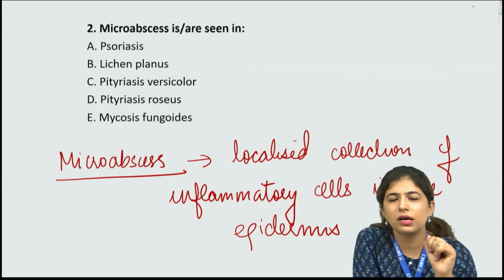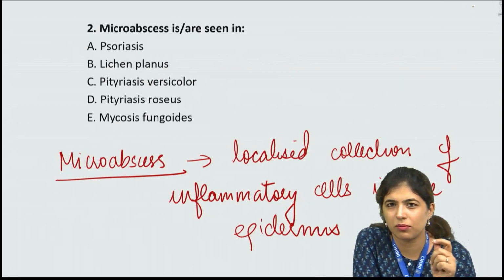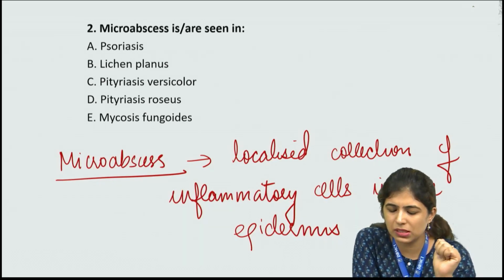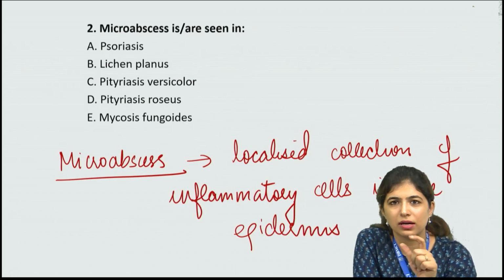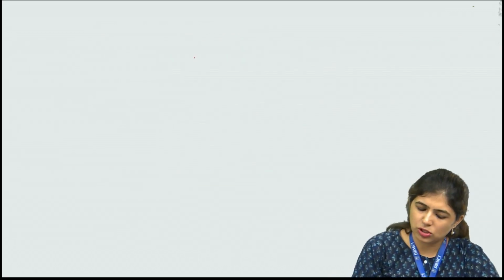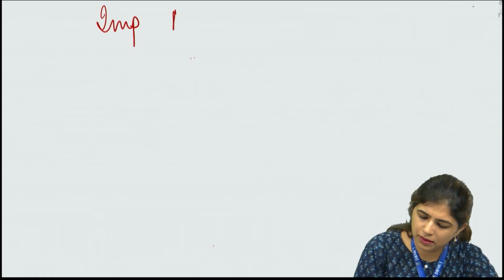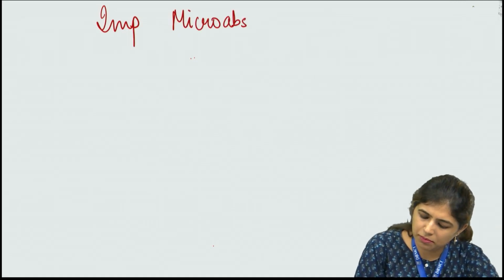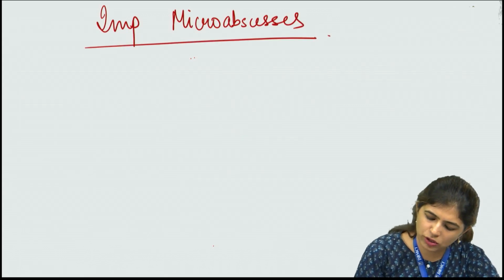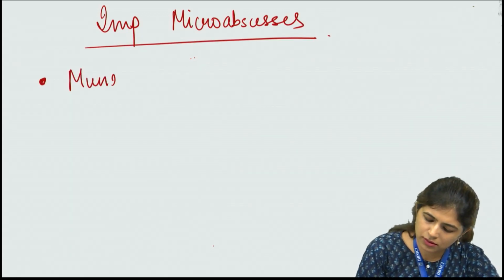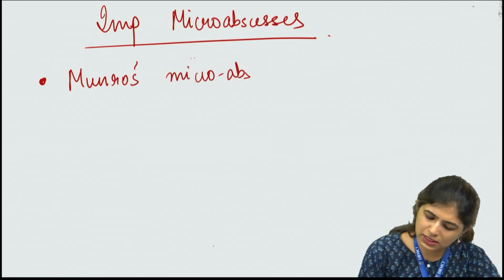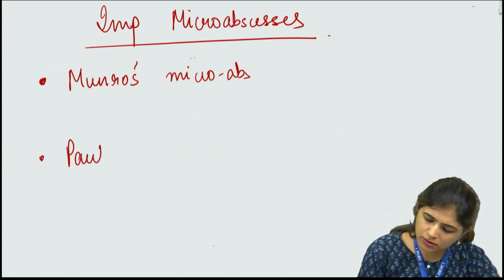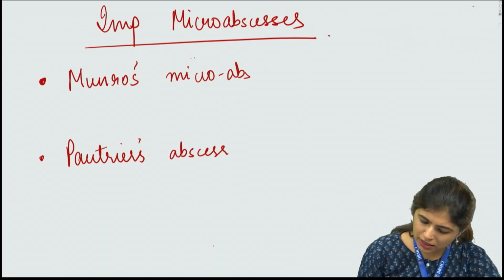Now, what are the micro-abscesses that you remember? Where have you read them? Do you remember Munro's micro-abscess? Potter's abscesses? Right. So the important micro-abscesses that you have to remember are: one, Munro's micro-abscess, and second is your Potter's abscess. Where are these seen?